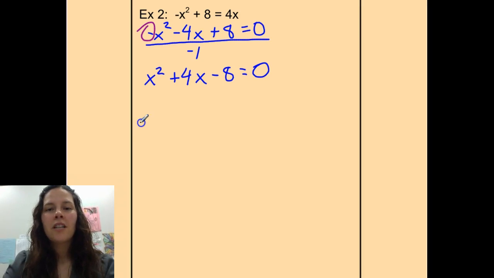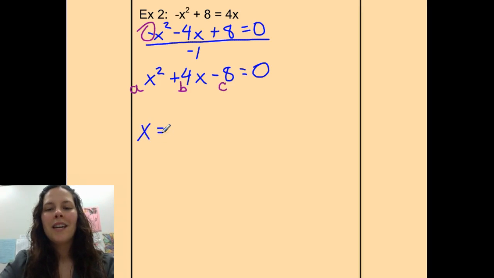Nope, that one doesn't factor either. So we're going to set up our quadratic formula, identifying our a, b, and c. A is 1, b is +4, c is -8. Then we can substitute those values into our quadratic formula.